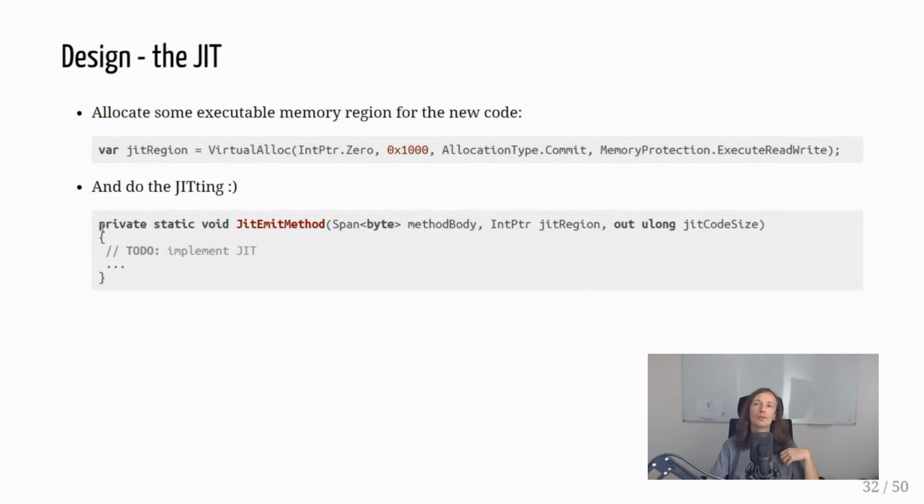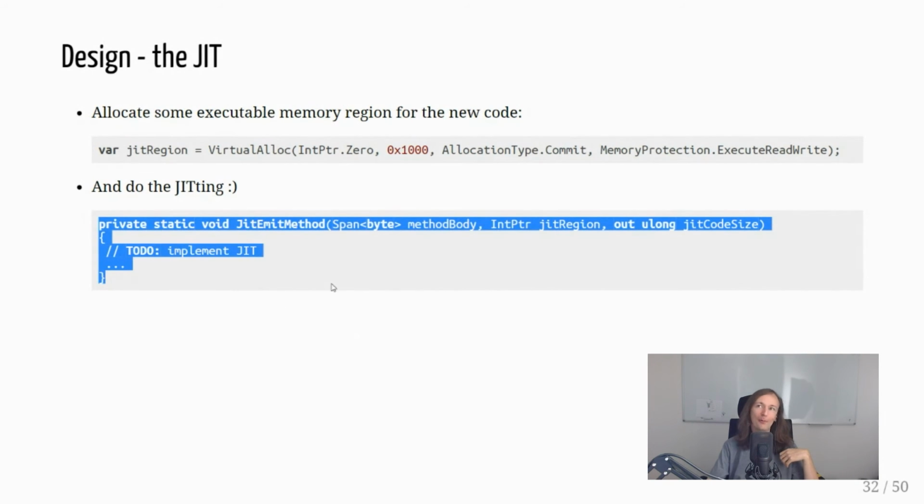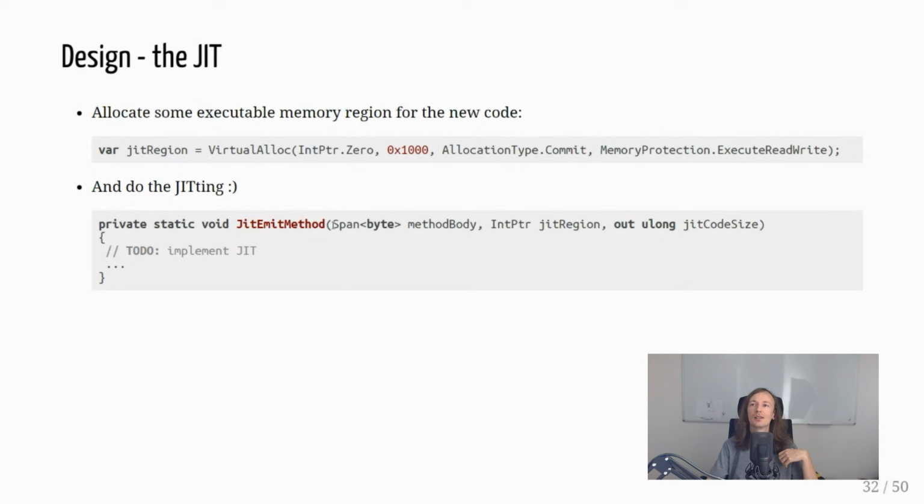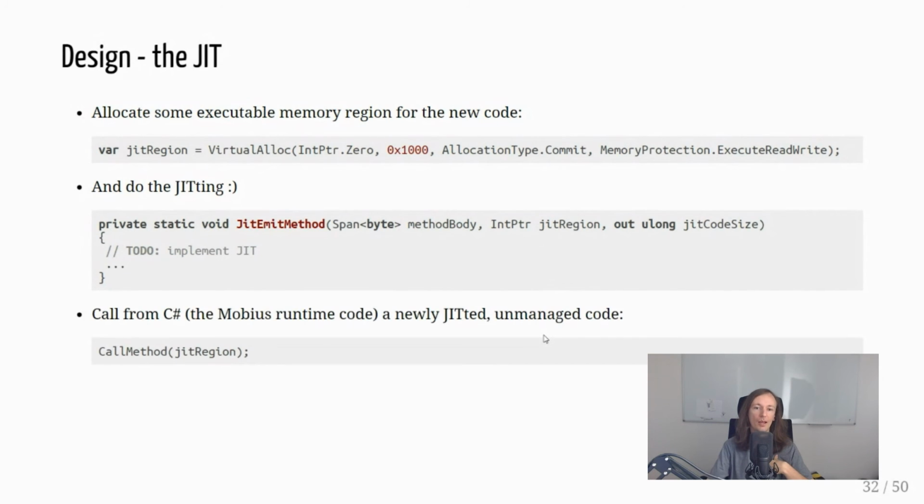And then I need only to implement this trivial method, which has an argument of the method body. I have a span of byte, which is just a stream of bytes describing the IL of the method. And then I just need to implement JIT. I just need to implement the code that will be JITting, producing the instructions representing this IL. And in the end, I will need to call this method that has been JITted. And that's all.